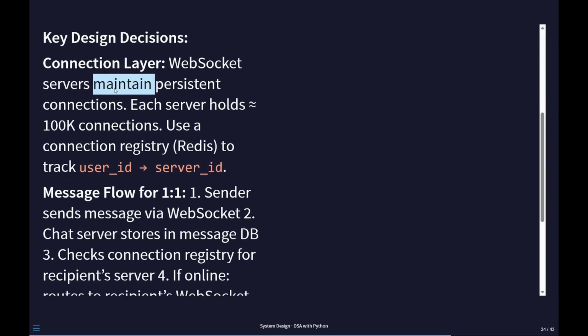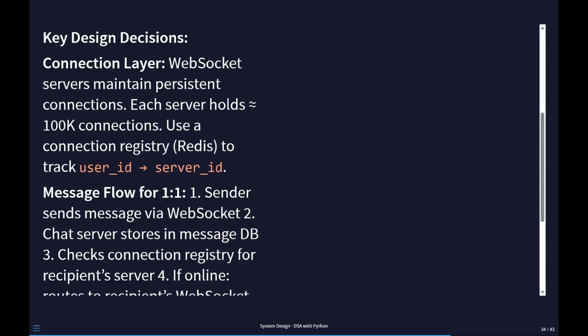Connection layer. Use WebSockets: persistent, bidirectional, low latency. Each WebSocket server holds approximately 100,000 concurrent connections. A connection registry in Redis maps user_ID to the server ID they are currently connected to. This registry is what enables cross-server message routing.